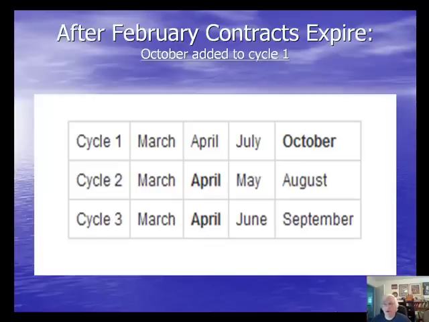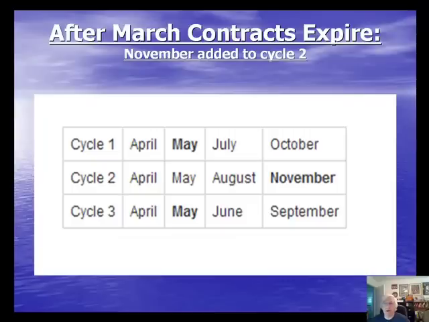After the February contracts expire, October is added. So all 3 cycles have the current month March and the next month April. And cycle 1 adds the first month of the next 2 quarters, July and October. October being the one added from the last chart. Cycle 2 adds the mid-month of the next 2 quarters, that being May and August. And cycle 3 adds the third month of the next 2 quarters, that being June and September.